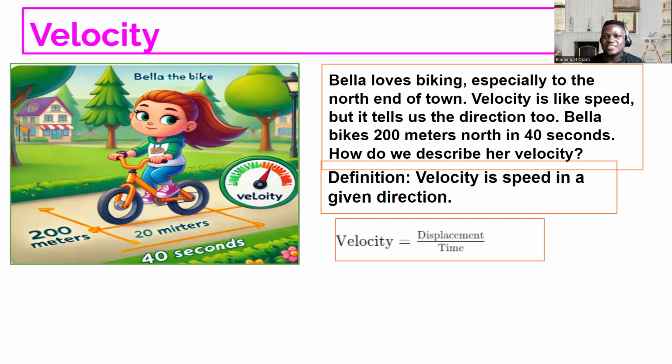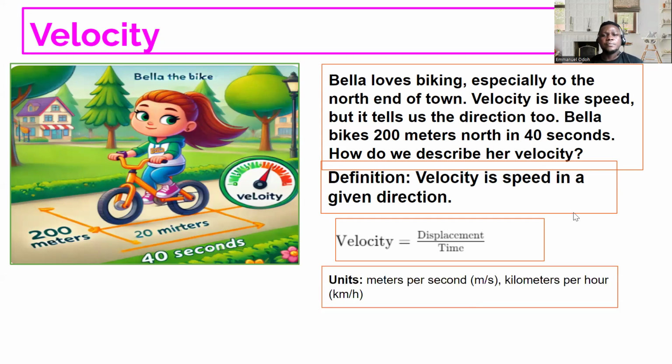So we can say displacement is also a distance with direction. So displacement has both size and direction. And since velocity has both size and direction, in the formula we're using that velocity is displacement over time. You can see in the image, this young lady is moving 20 meters in 40 seconds. You can see the arrow showing the direction of her travel.